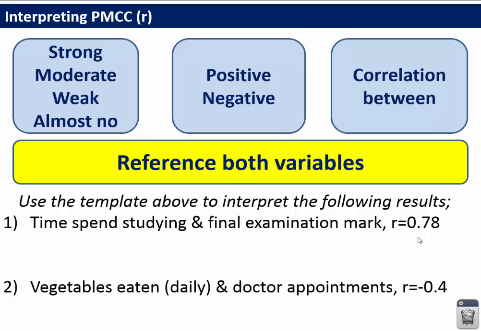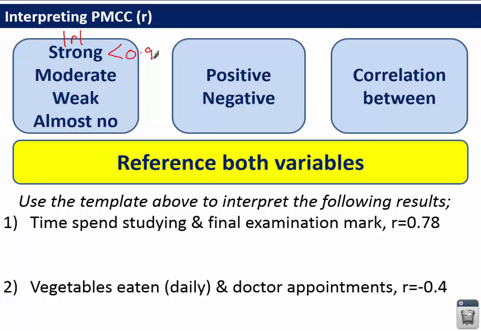The time spent studying and the final examination mark: R, which is Pmcc, equals 0.78. So R equals 0.78. So we're going to use the framework above to interpret the following results. A strong correlation is anything for the modulus of R, that means either a positive or negative value of R, to be less than 0.9.